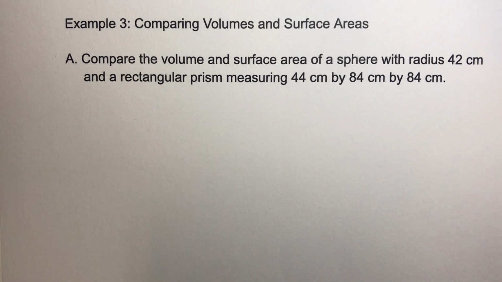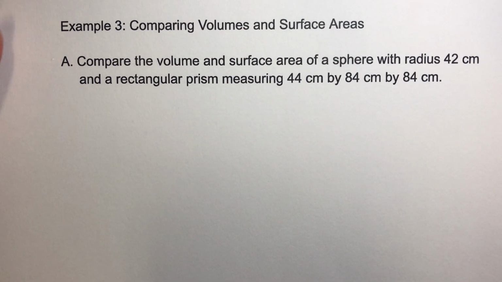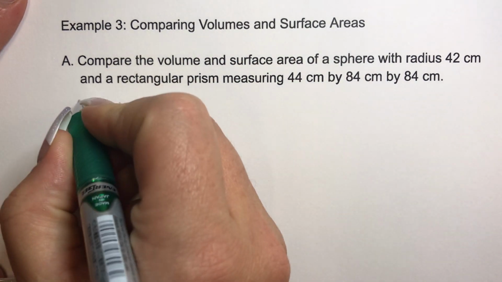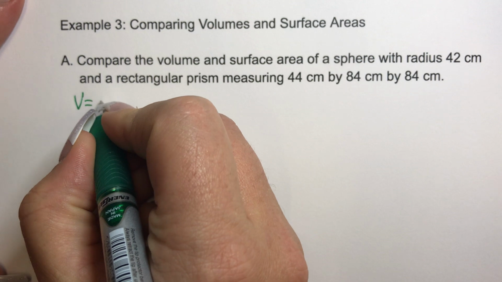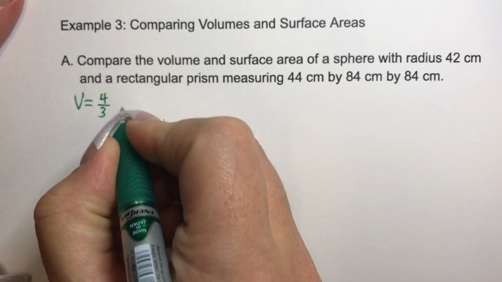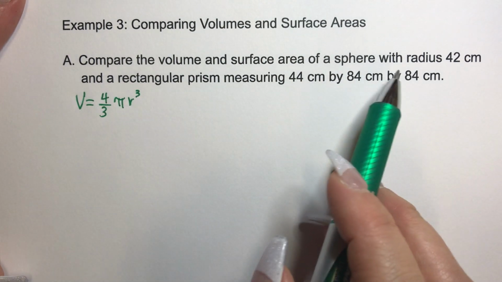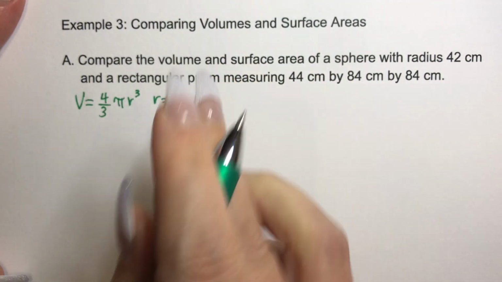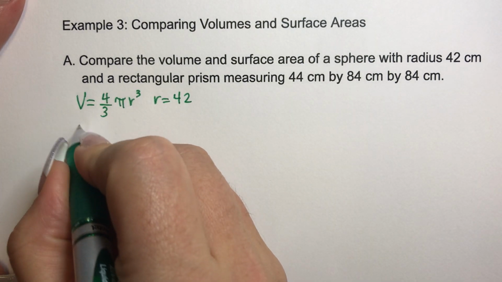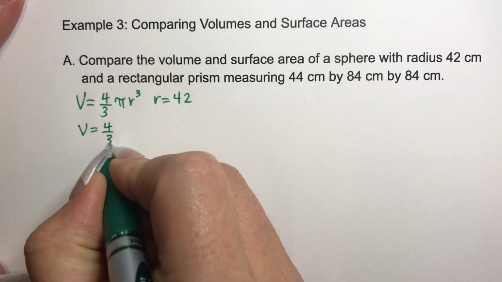Okay, so let's go ahead and just start with the sphere. So we're going to find the volume first of the sphere. We know that the formula is 4/3 pi r cubed, and it says the radius is 42 centimeters. I think what I'm going to do for this one is use my calculator because 42 cubed is going to be a humongous number.